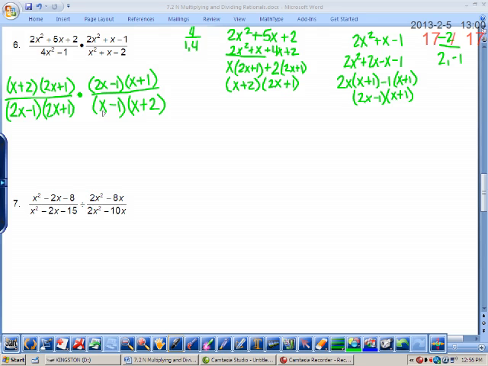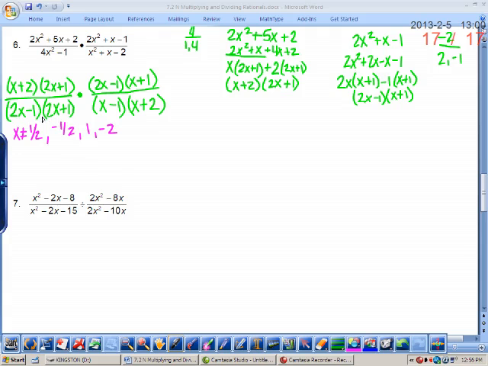Okay. So let's define any x values that make this undefined. Think about setting 2x minus 1 equal to 0. What can x not here equal? 1/2. Or negative 1/2. Good. And then 1 and negative 2.